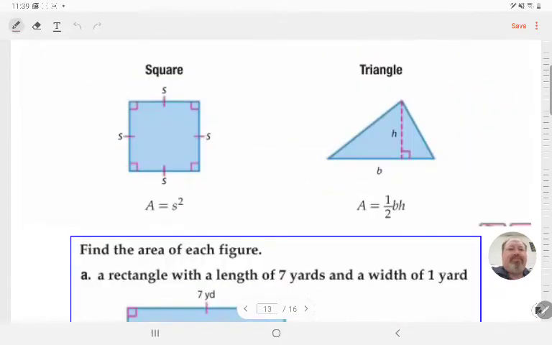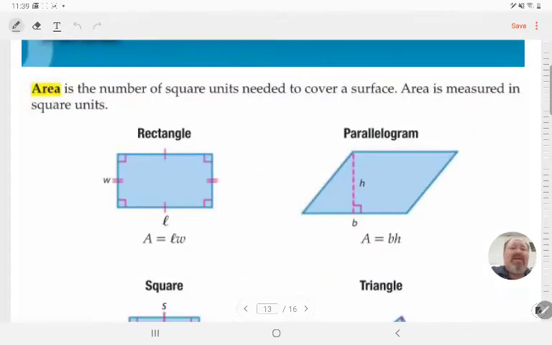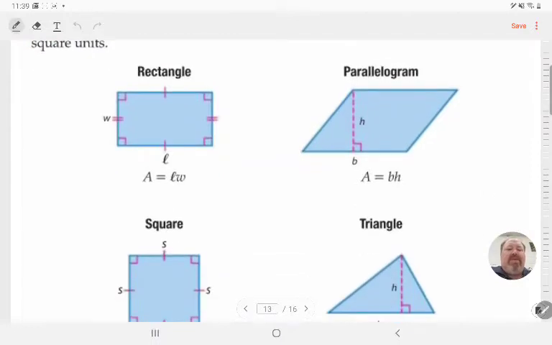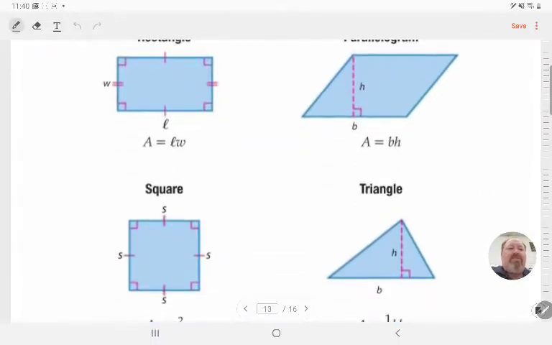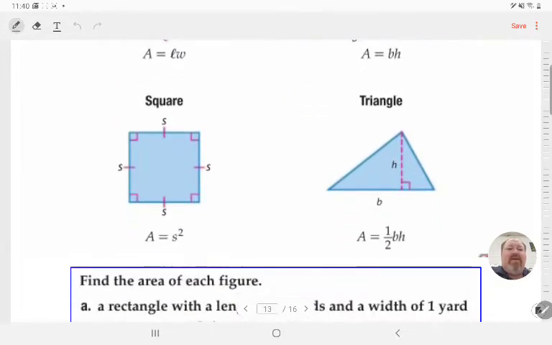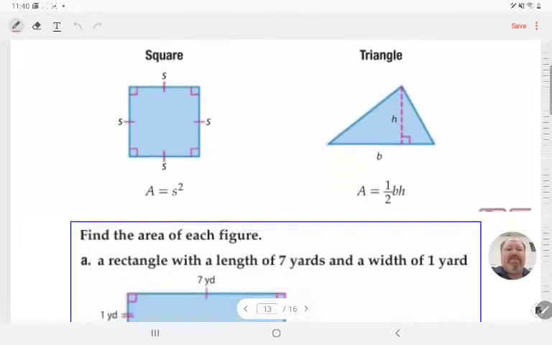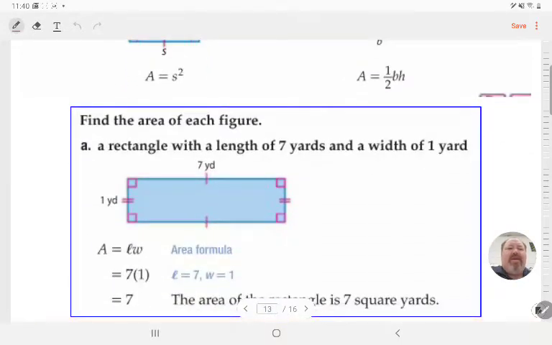All right, let's look at area. Area is the number of square units needed to cover a surface. Area is measured in square units. So, for example, a rectangle, area equals length times width. Parallelogram, area equals base times height. A square is the side squared. And triangle is a half times base times height. Okay? So we could find the area of a figure.